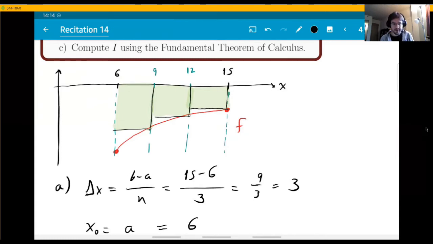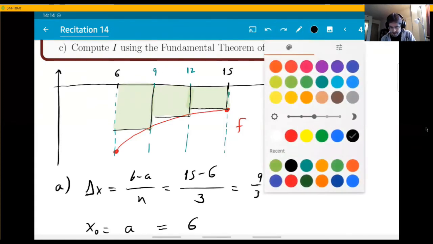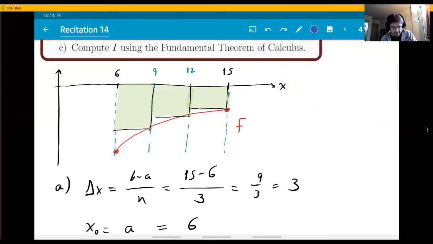How does the left sum work now? What changes? Same delta x's, but now we're going to be looking at the left endpoint. So 6, 9, and 12. I'm going to start by drawing that in here now, maybe in blue this time. The value of f of 6 will be selected for the first rectangle, f of 9 for the second, f of 12 for the third.